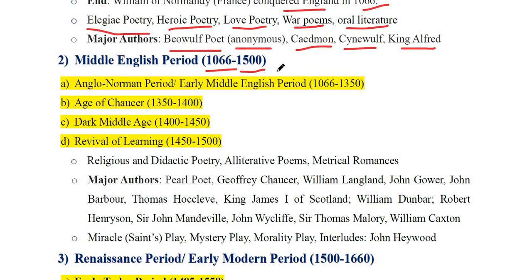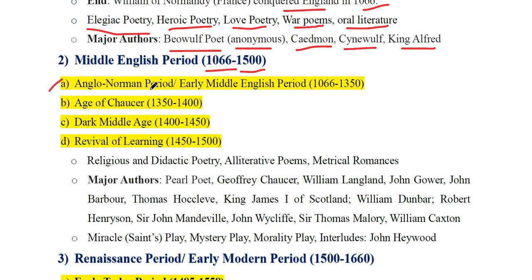this periodization of the history of English literature has been done by the critics to study the literary periods. So it may happen that a particular period sometimes overlaps with other periods. So there are no fixed and finalized years, but we consider those particular years which are very, very crucial and where the major changes happen. So Middle English period, 1066 to 1500. Now we divide this period into subcategories for our convenience.